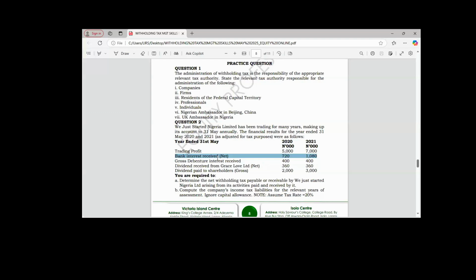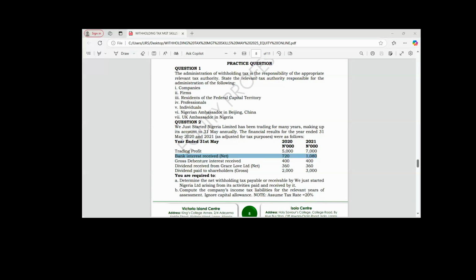Receivable, because you are receiving payment and you have suffered that amount of withholding tax. Because you have suffered it, you are going to claim it. So the first category of withholding tax we are going to calculate is withholding tax receivable. We have the years to consider.